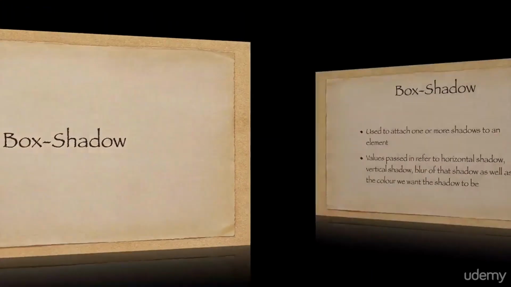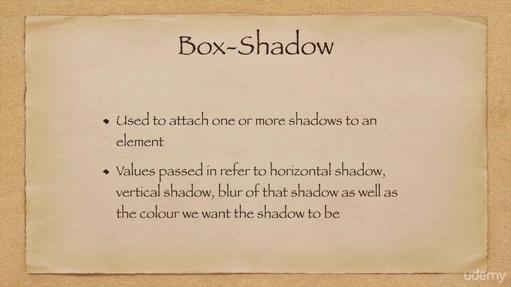Box shadow. So box shadow is used to attach one or more shadows to an element. Values passed in refer to the horizontal shadow, the vertical shadow, the blur of that shadow, and the colour we want the shadow to be. So in essence, box shadow creates our lovely shadows to give it that 3D look, and in one command you're setting, as it says there, the horizontal shadow and the vertical shadow, and then an amount of blur.